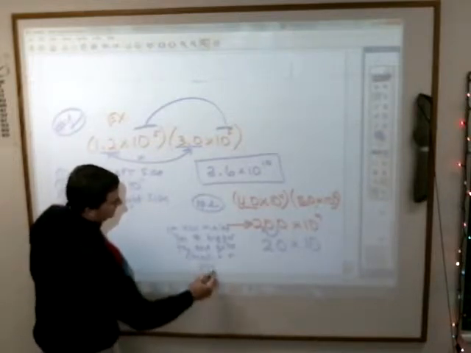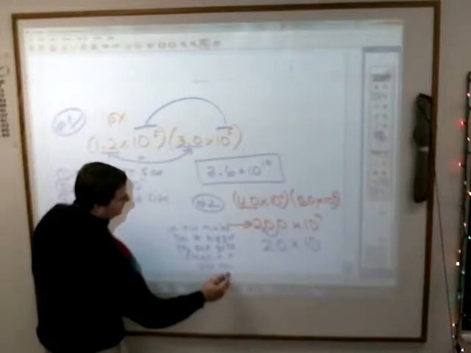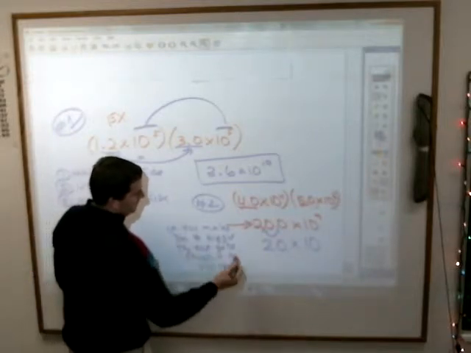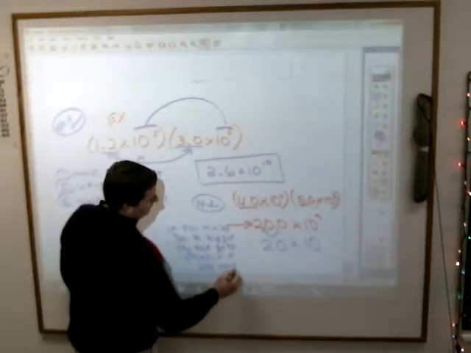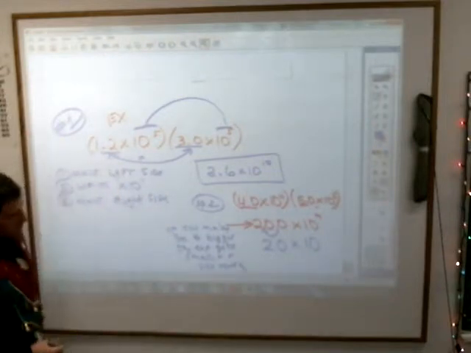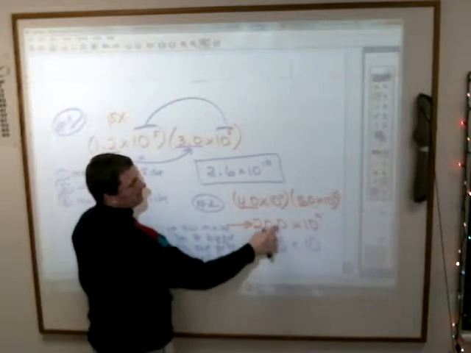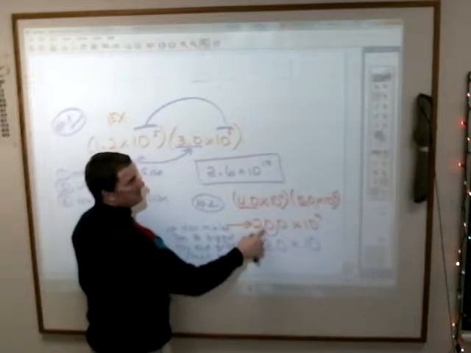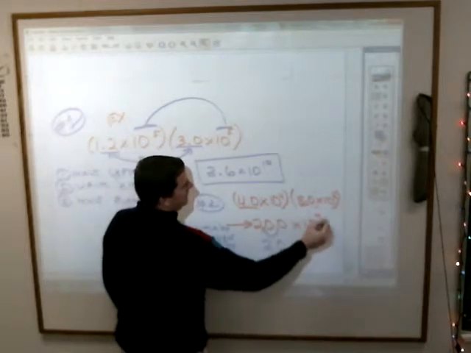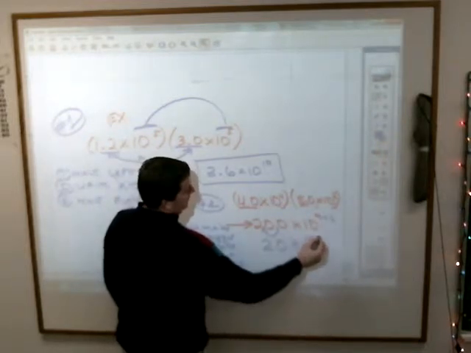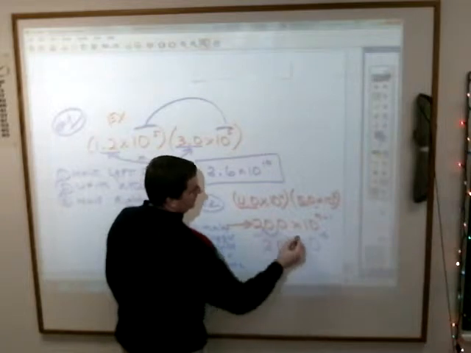Which means the opposite is true as well. If you make the number smaller, the exponent gets bigger. So, you just need to think about this. I went from 20 down to 2. I moved this decimal 1 place and made the number 1 place smaller. So I need to make this exponent 1 place bigger. So it actually becomes 10 to the 10th power.